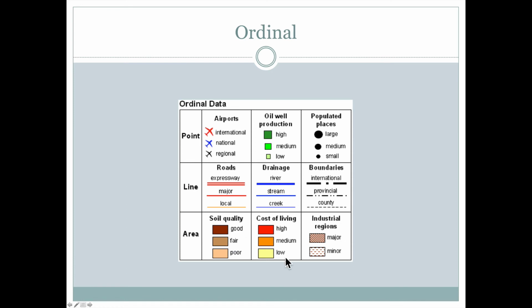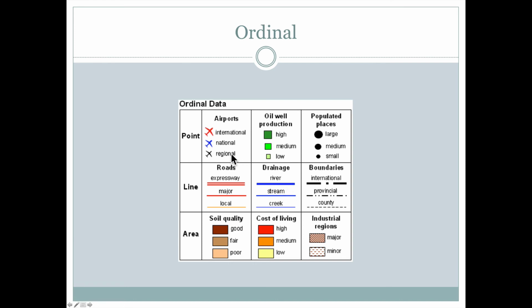For ordinal, once again, we're just putting things in order. So in this example here, if we have different areas where the cost of living is low, medium, and high, we might have that category in our attribute table. Or sometimes they're a little less well delineated or defined, but I think most people understand that a creek is smaller than a stream, and a stream is smaller than a river.